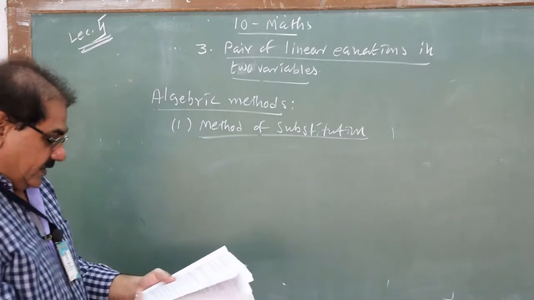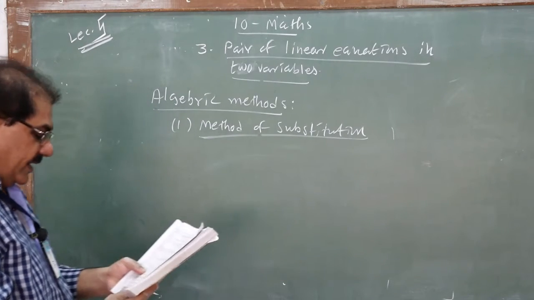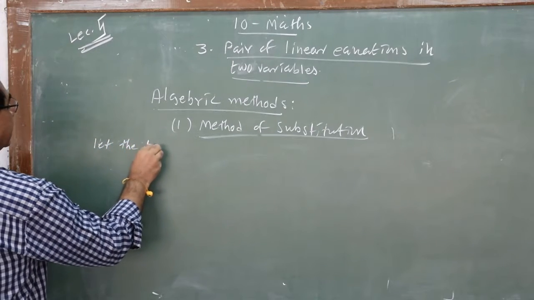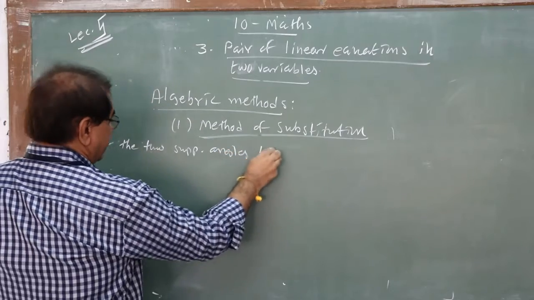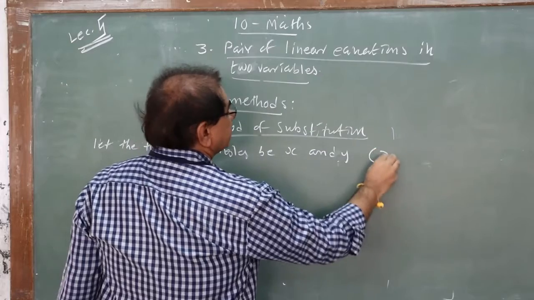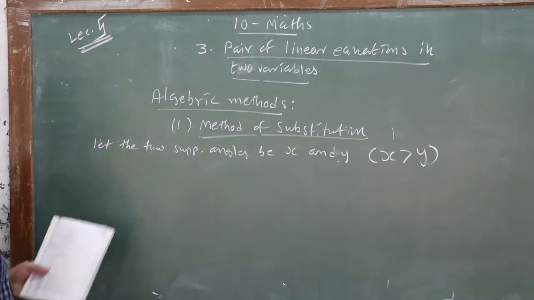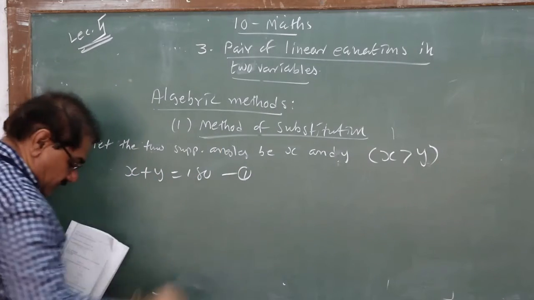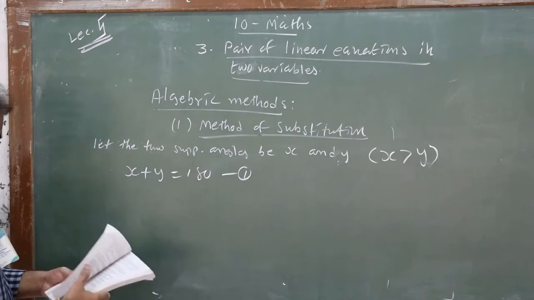Second one, the larger of the two supplementary angles exceeds the smaller by 18 degrees. So let the two supplementary angles be x and y with the condition x is larger than y. One is bigger, one is smaller. So they are supplementary means what? X plus y is equal to 180. We know the meaning of being supplementary angles.